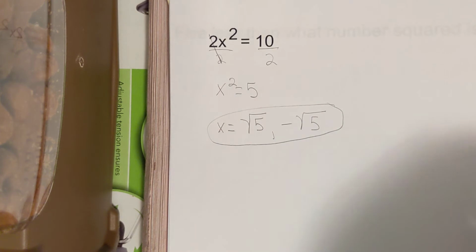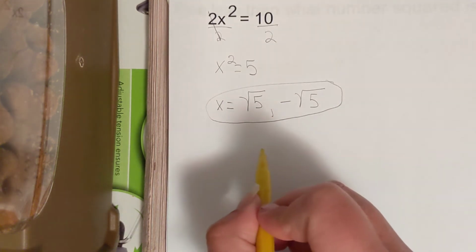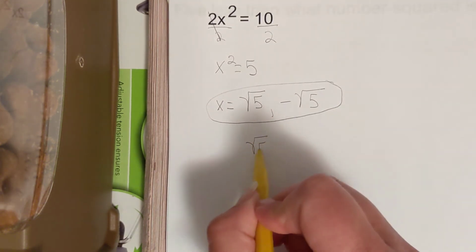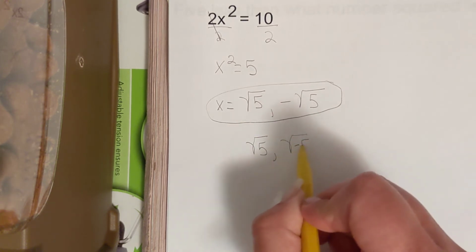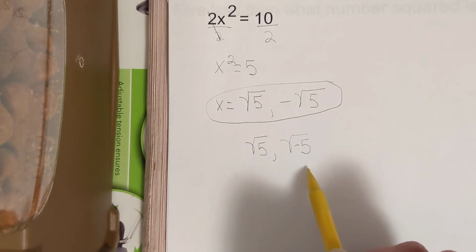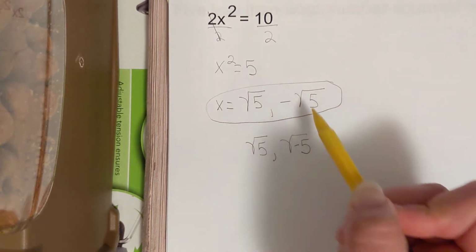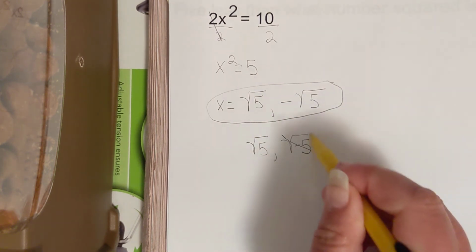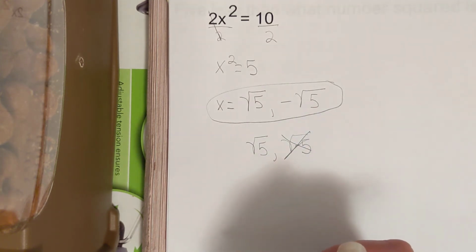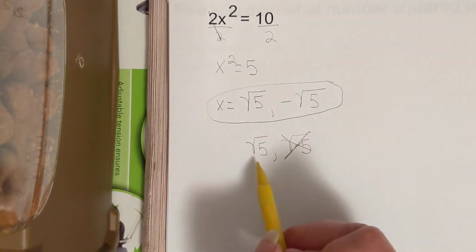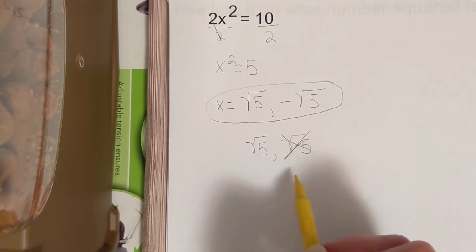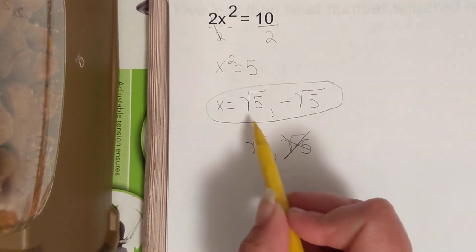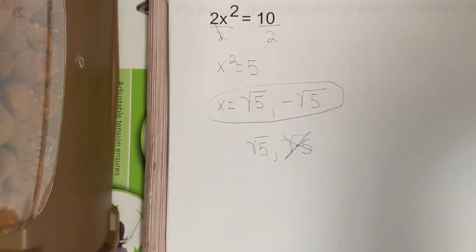I do want to note, do not fall into the temptation to say the square root of 5 and the square root of negative 5. That is not correct. I didn't ask you to take the square root of negative 5, so in no way would we be able to come up with that answer. So it is the square root of 5, and then the opposite of that, which is the negative square root of 5. These are the answers we're looking for.